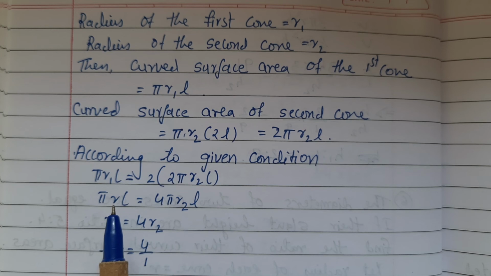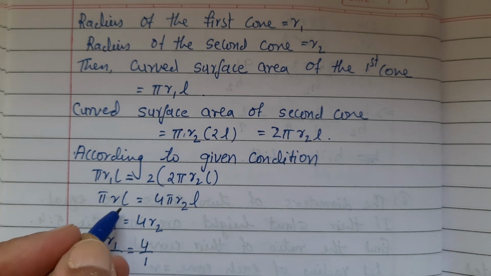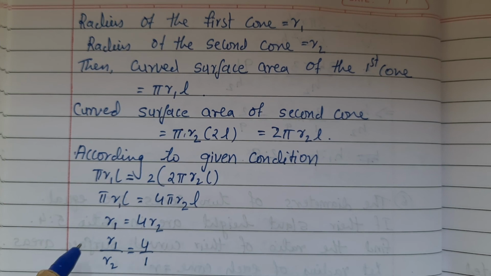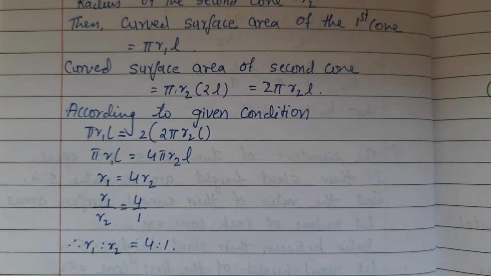Pi R1 l equals 4 pi R2 l. R1 equals 4 R2. R1 upon R2 equals 4:1. Therefore, R1 is to R2 equals 4:1.